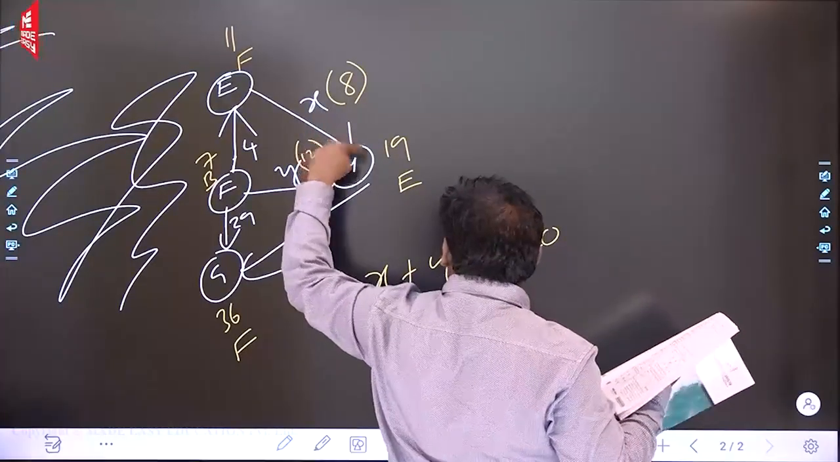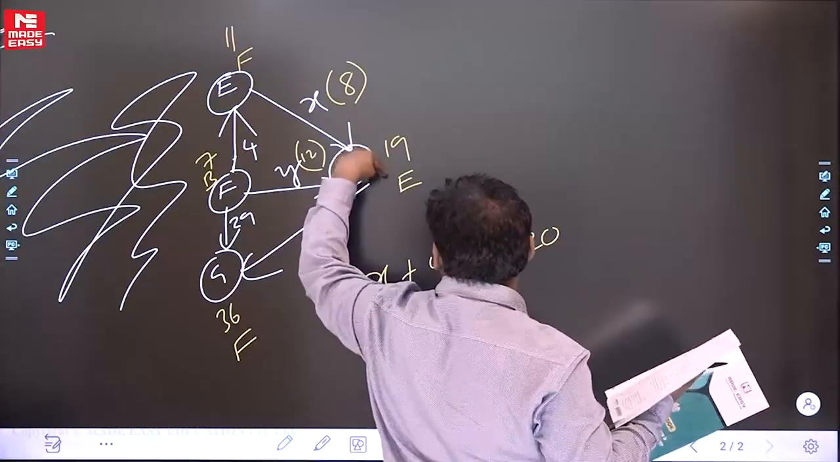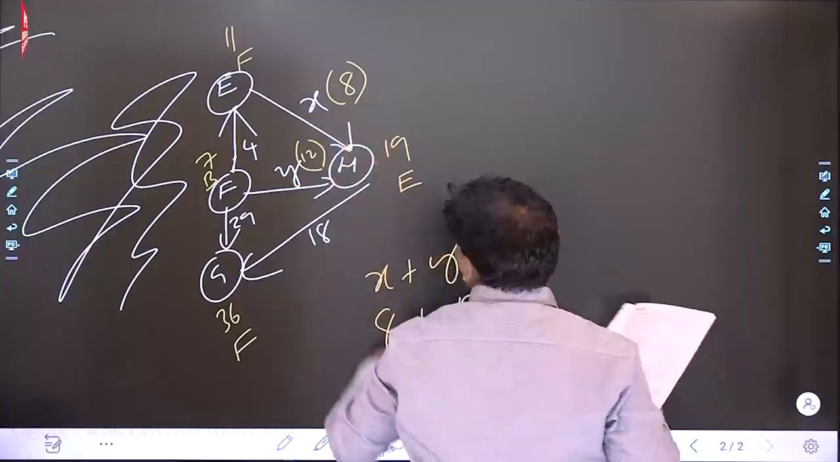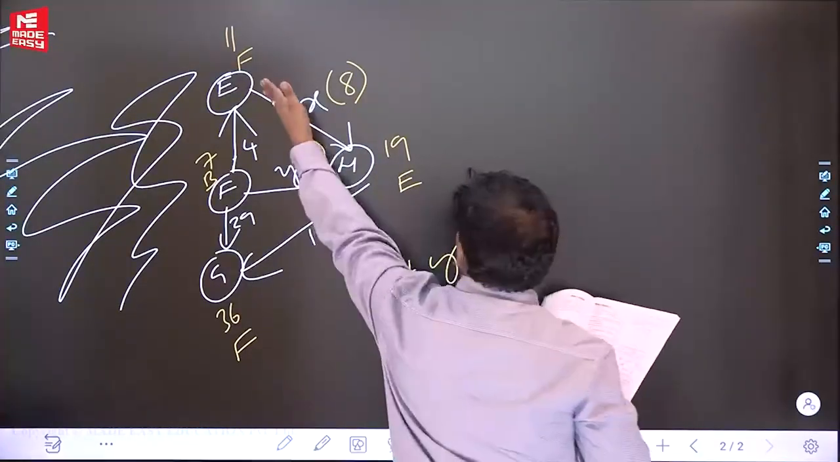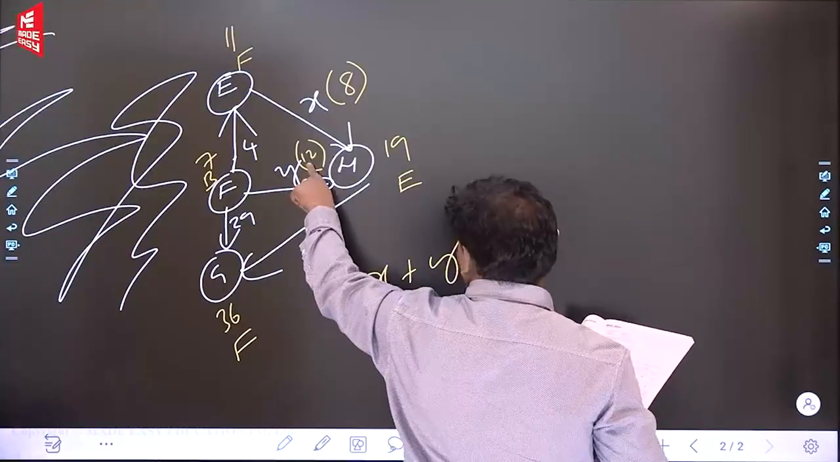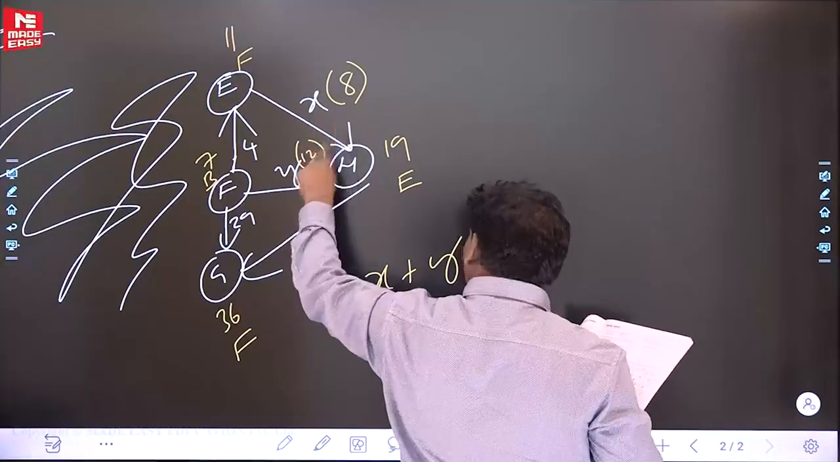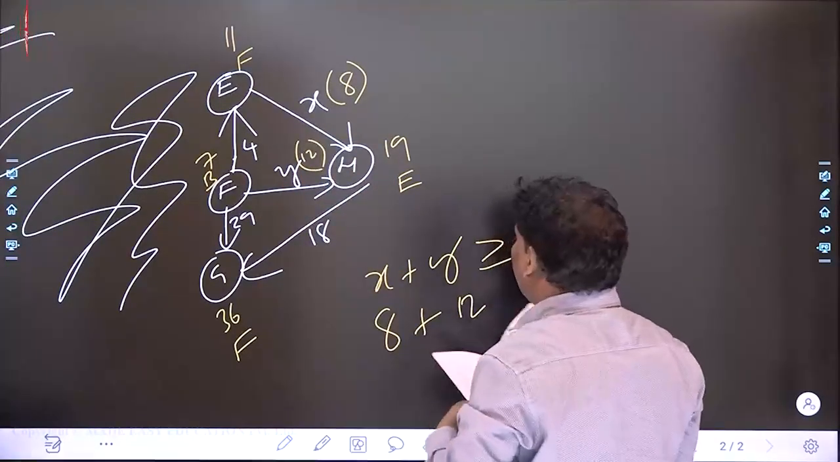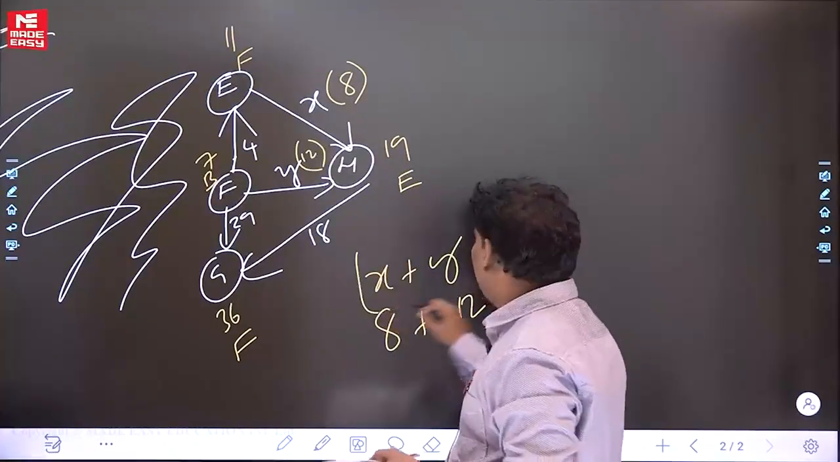If both are equal, you may ask, sir, how did he select this path? Whenever both are equal, you can take whatever you want. So he has taken this one. So the possibilities here, you cannot say the minimum is 13. Maybe 12 or more than 12. The possible values for X plus Y are greater than or equal to 20.